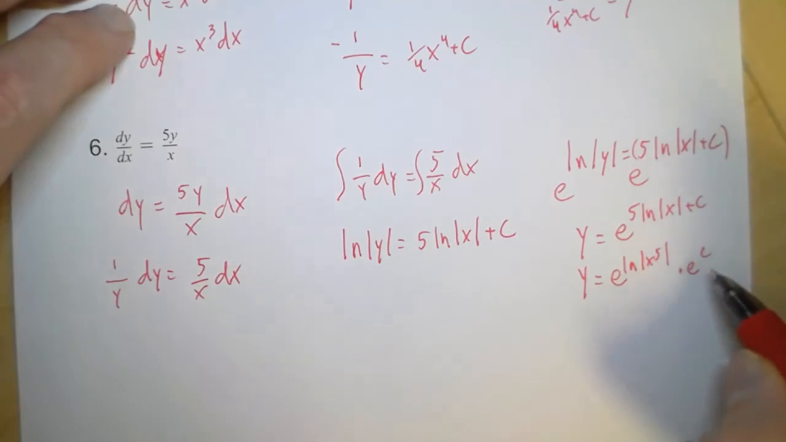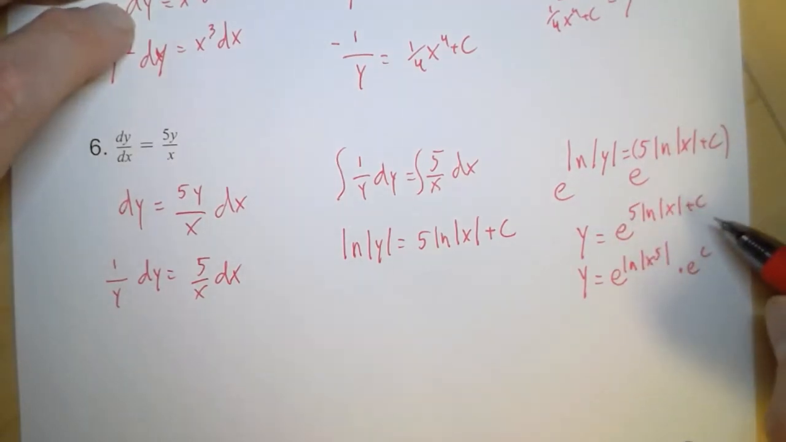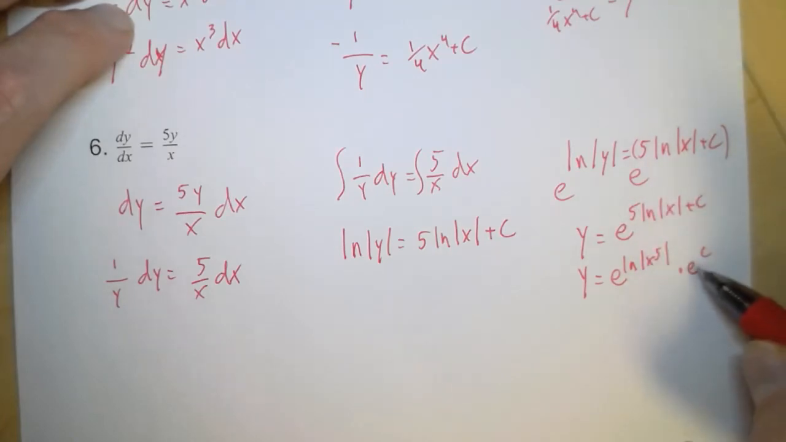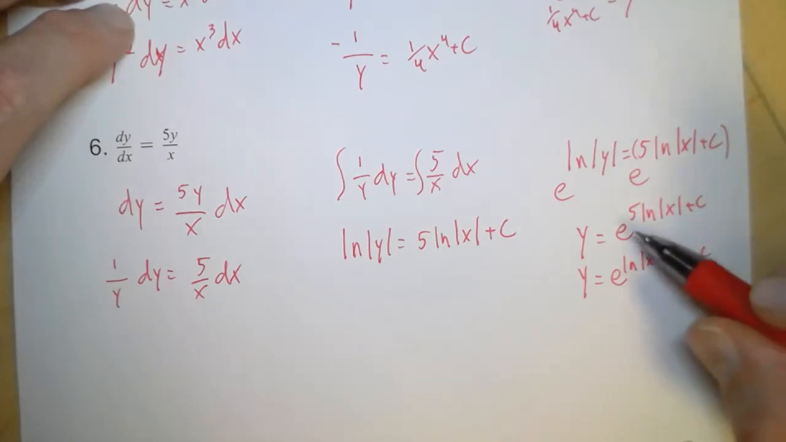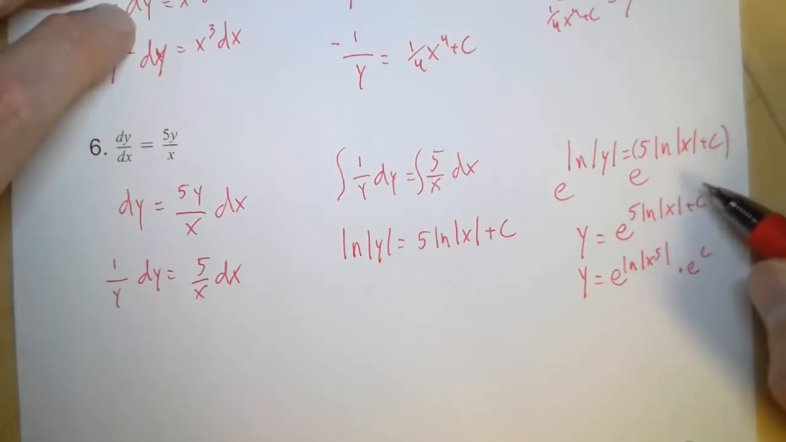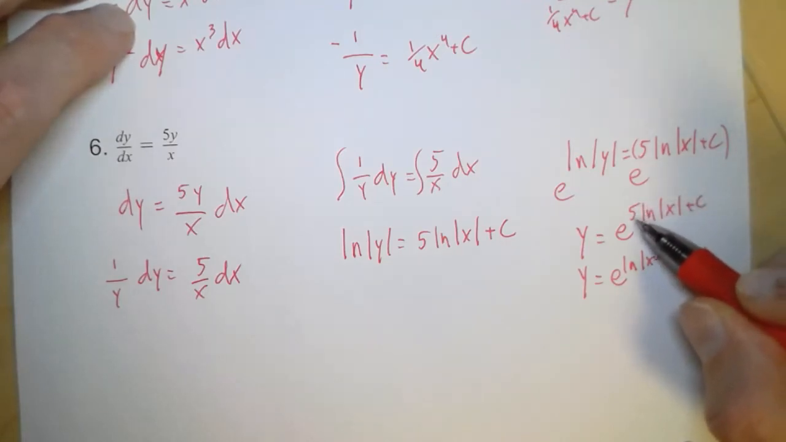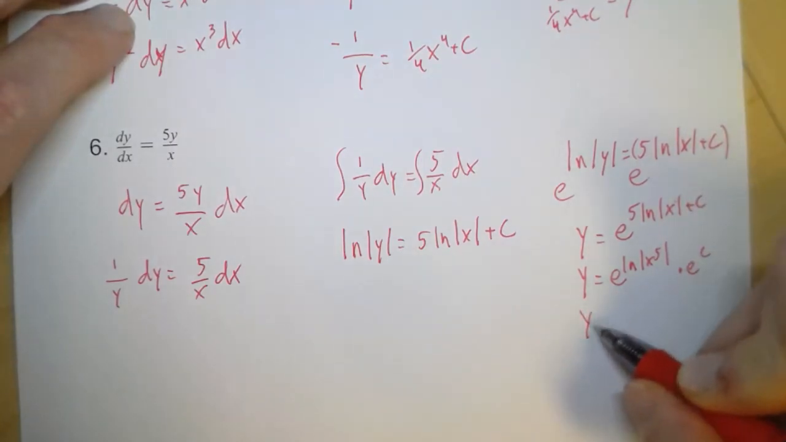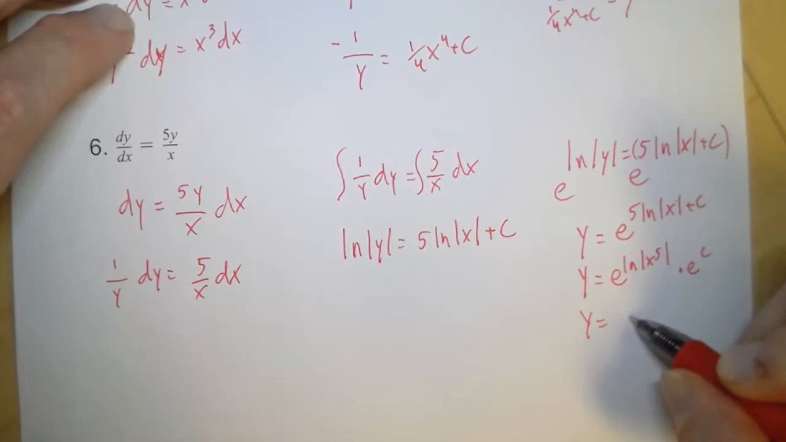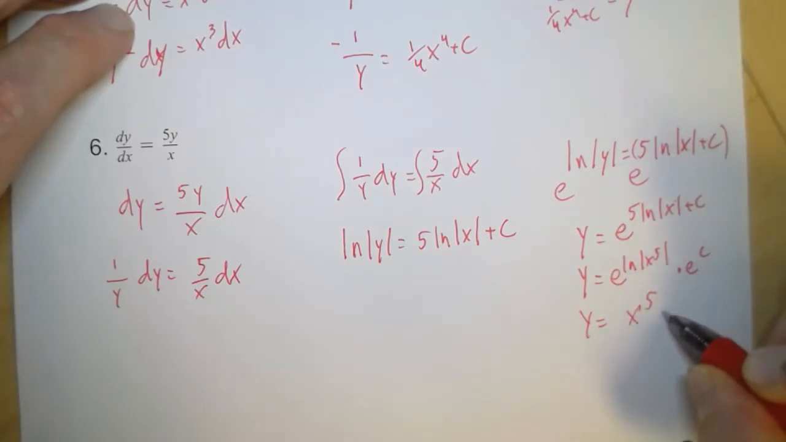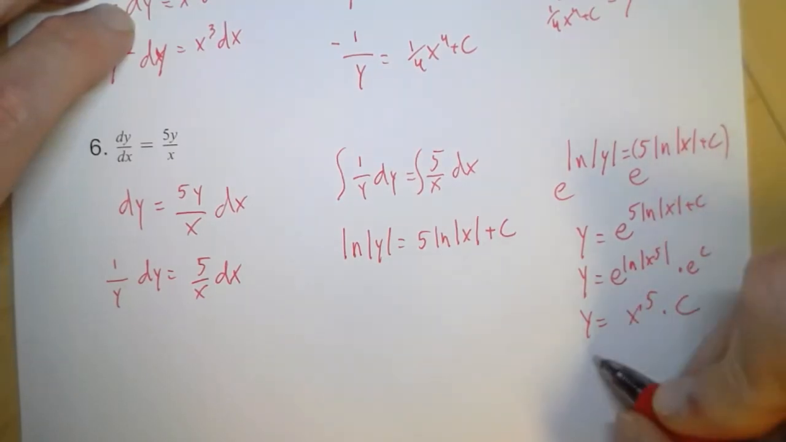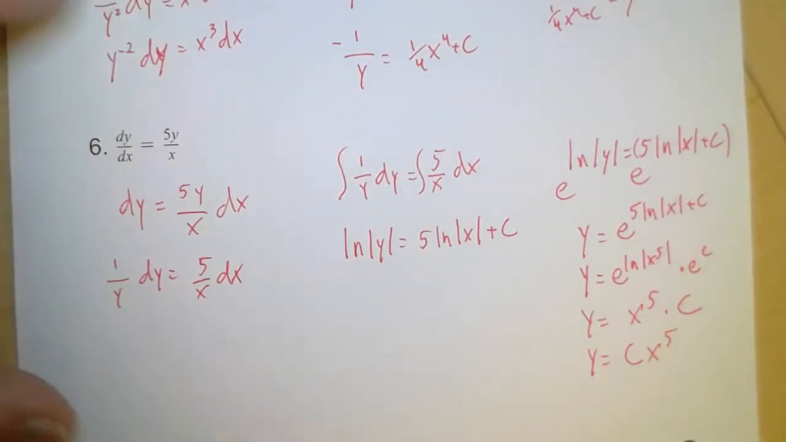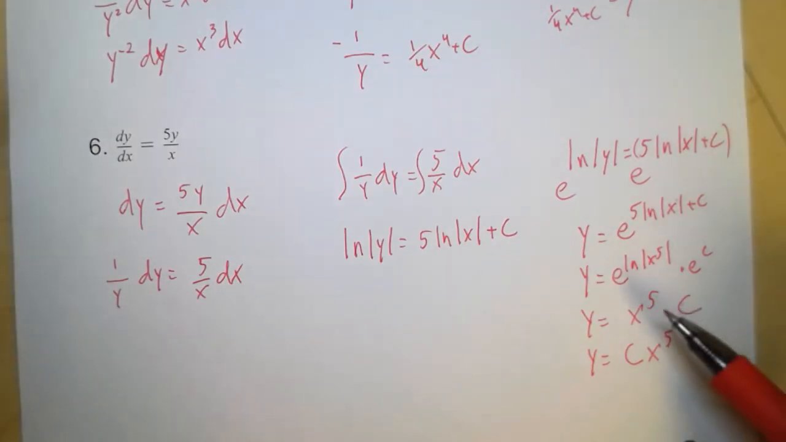Now what happened? Two things happened here. First, I separated this part and this part of my exponent, and I multiplied them instead. But I also brought the 5 in. That's a property of logarithms: if you have a coefficient out front, you can bring that up as an exponent inside. Now why did I do that? Well, e and ln cancel out, and we're just left with x to the 5th times e to the c, which is just c. So we're just left with cx to the 5th, which is a much simpler version for this.